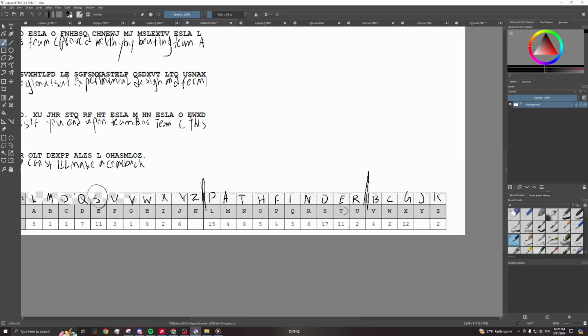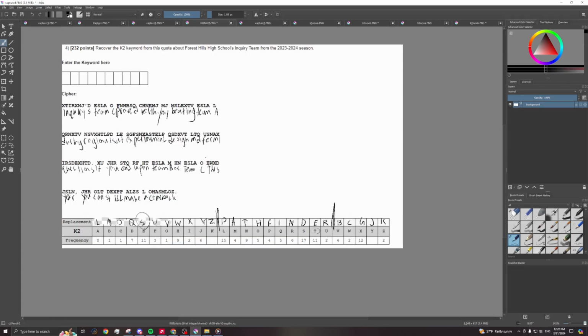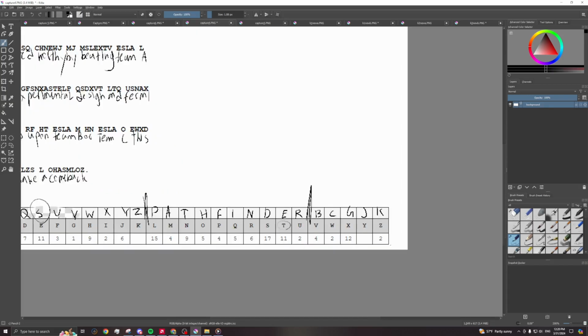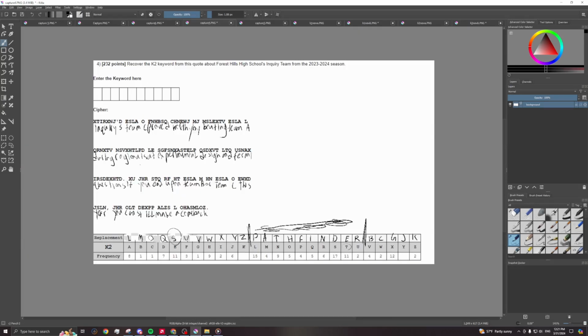Now this will take some getting used to, but it's actually a much better way of being more efficient with your time. It will take some practice, but that's Codebusters, practice, right? And once you get used to it, it'll become a lot better. Here we can pretty much just see our keyword is Pathfinder. Nothing repeats here, good for us, right? But like a K1, a K2 can also have repeating letters. So let's just fill this in.